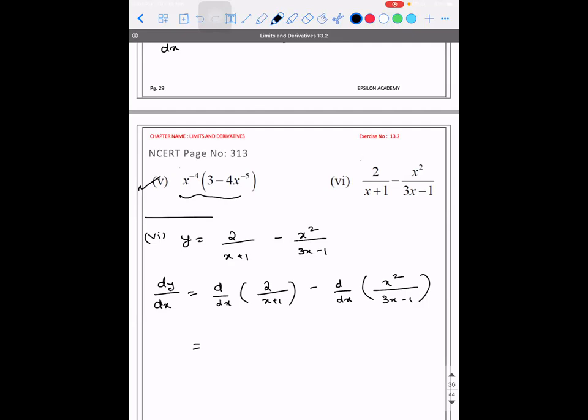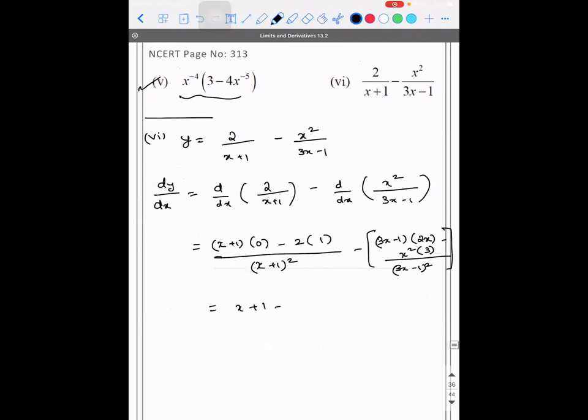So then we take quotient rule separately for each, sir. Yes, you take quotient rule for each. So x plus 1 into derivative of 2 is 0, minus 2 into derivative of x plus 1 is 1, divided by x plus 1 the whole square. Minus 3x minus 1 into derivative of x square is 2x, minus x square into derivative of 3x is 3, the whole divided by 3x minus 1 the whole square.